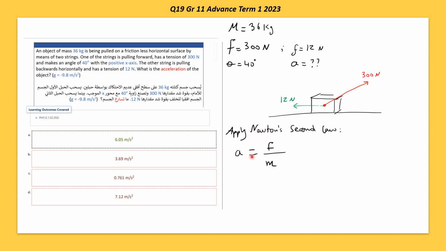How do we calculate the acceleration? Also using Newton's second law, a equals F over m. We have two forces: 300, but it is not straight. It's making an angle with the horizontal, so we need to multiply it by the cosine of the angle. 300 cosine 40 minus 12, minus because it's moving backward, divided by the mass, which is 36 in this case, and the answer is option A.